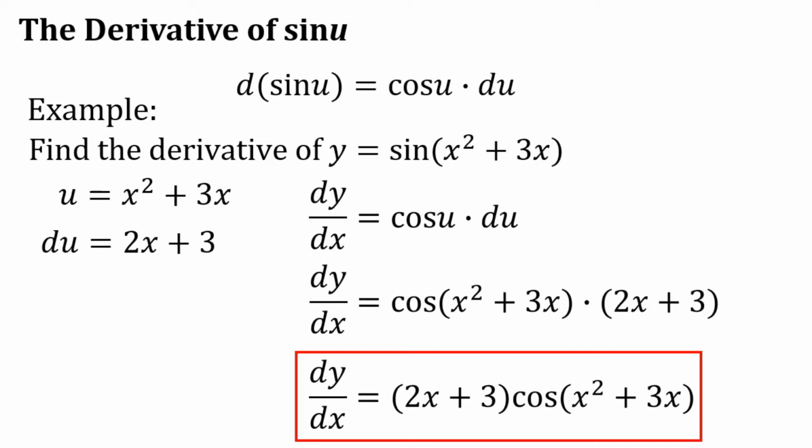The reason why we wrote 2x plus 3 first is to avoid confusion, because in the second line of the solution, it will look like x squared plus 3x will be multiplied to 2x plus 3. But that's not the case. Because here, the argument of the cosine is u, which is x squared plus 3x. So better to write 2x plus 3 before cosine of x squared plus 3x. So our final answer will be dy over dx equals 2x plus 3 times cosine of x squared plus 3x.